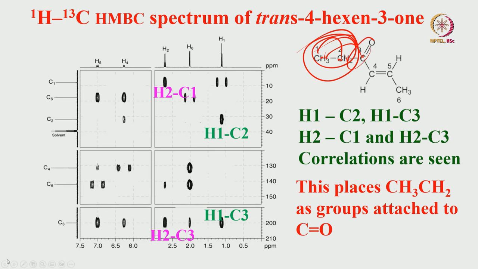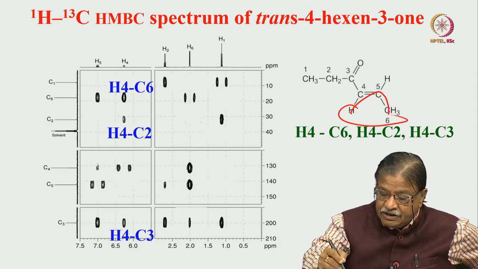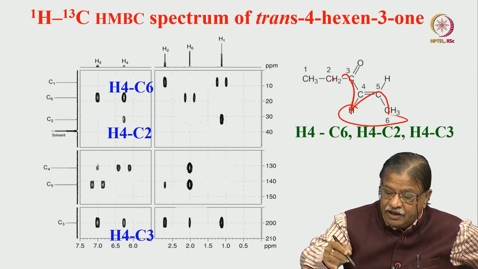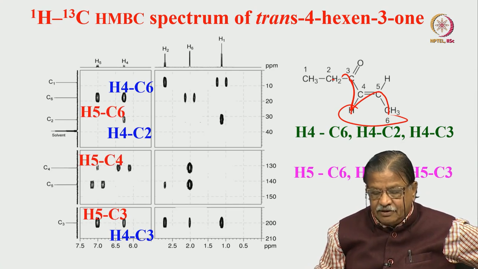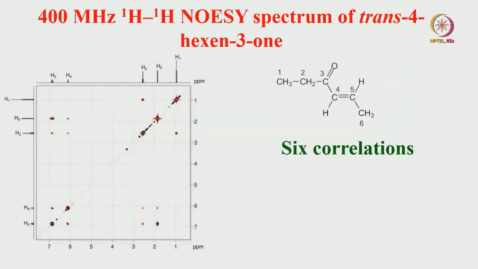So, remember, there are correlations. What you have to see here is, this is correlating to this carbon, this is also correlating to this, and this is correlating to this carbon, like this. This gives the idea that CH3, CH2 is attached to C=O. All right, we will go further. Now, we can also see H4 correlating to C6, H4 correlating to C2, H4 correlating to C3, all correlations we can see. Similarly, H5 correlates to 3 carbons. Similarly, H6 correlates to 3 different carbons. All this tells me that this group is on the other side of the C=O. If you carefully go through it one by one, slowly we can see that. But anyway, that tells me there is a C=O, this is on one side and this is on the other side. So some information about the molecular structure is known.